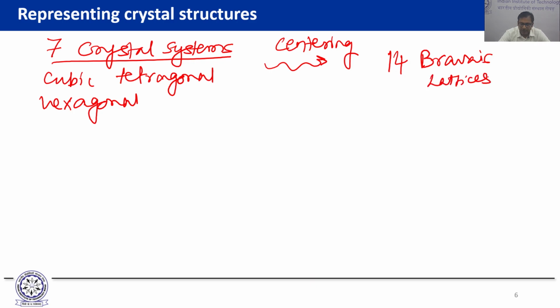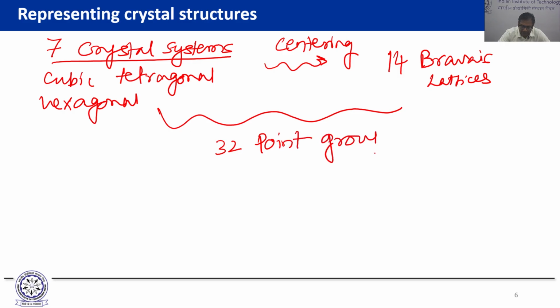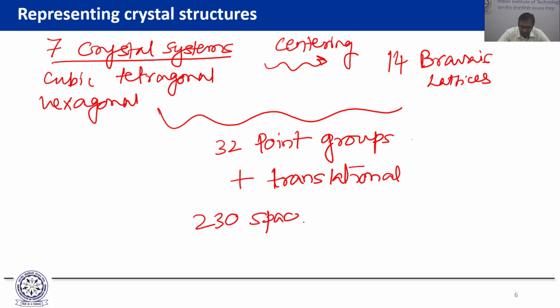And if you have these 14 Bravais lattices, from here, depending on the point group symmetry, you can actually have 32 point groups. So these point groups are decided on the basis of different symmetry elements which are present inside the crystals. And to these 32 point groups, now if you add the translational symmetry, so remember, since we are talking about the point groups, we are not actually talking about translation symmetry over here. When you add the translational symmetry, you can actually end up generating 230 space groups.